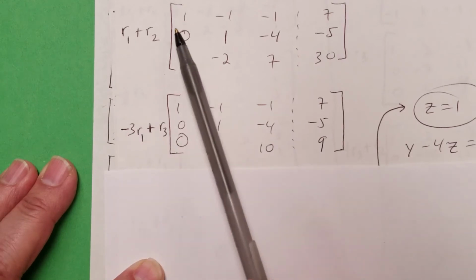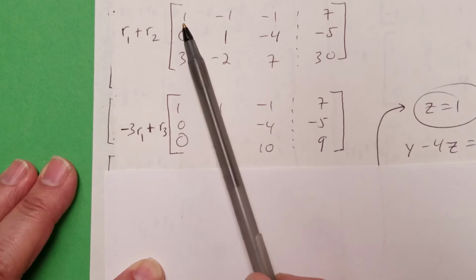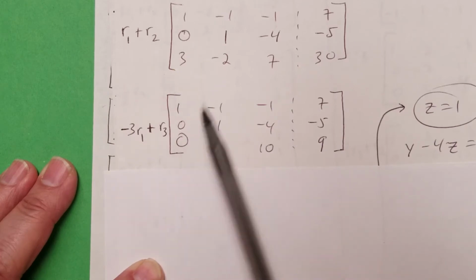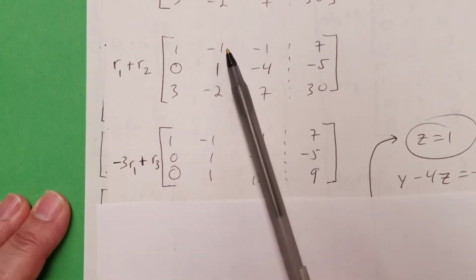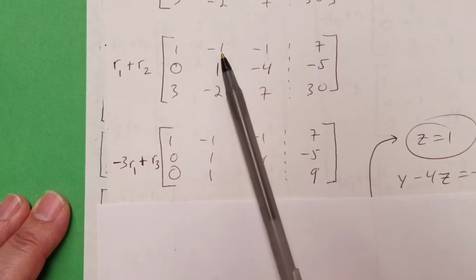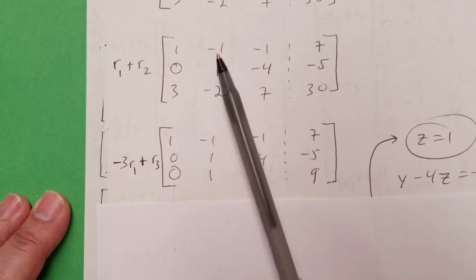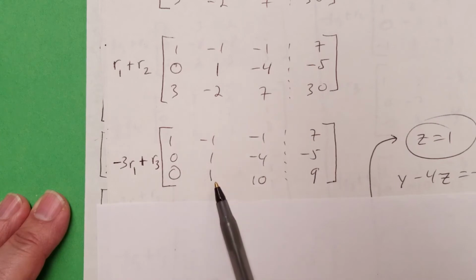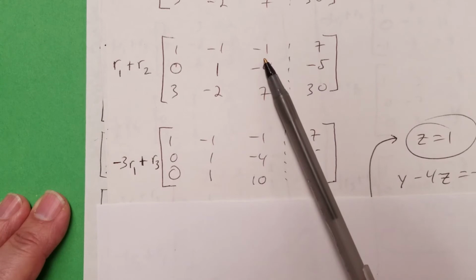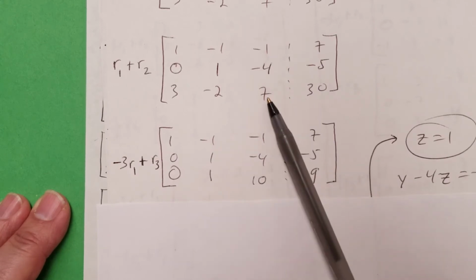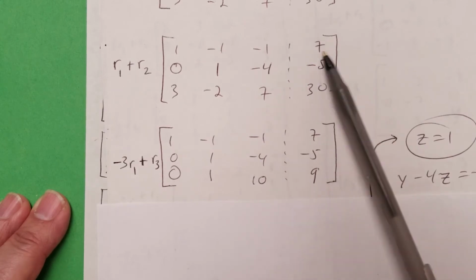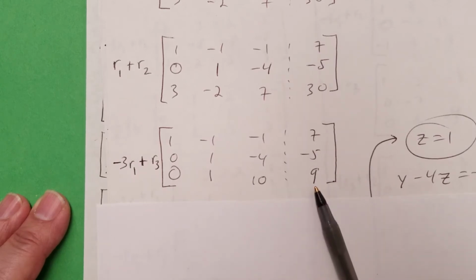So here we go. -3 times 1 is -3, plus 3 is 0. -3 times -1 is +3, +3 and -2 is 1. -3 times -1 is +3, plus 7 is 10. -3 times 7 is -21, plus 30 is 9.